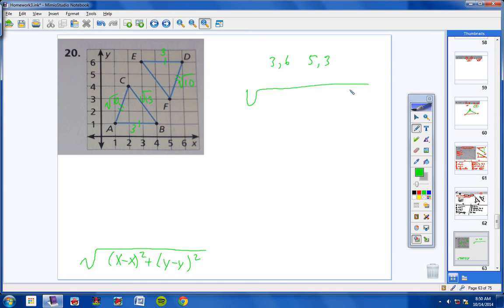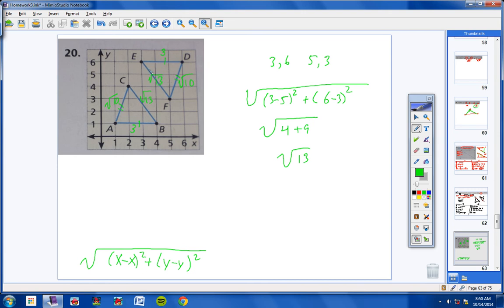And here we go. x minus x, that's 3 minus 5, quantity squared, plus 6 minus 3, quantity squared. So we would get 3 minus 5 is 2, 2 squared is 4, plus 6 minus 3 is 3, 3 squared is 9, square root of 13. There we go.